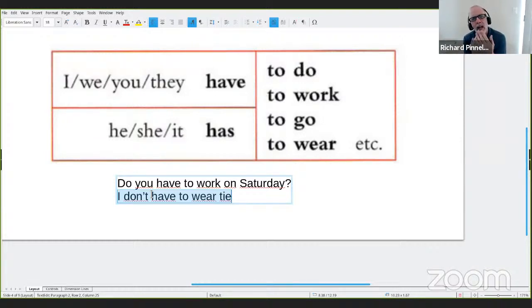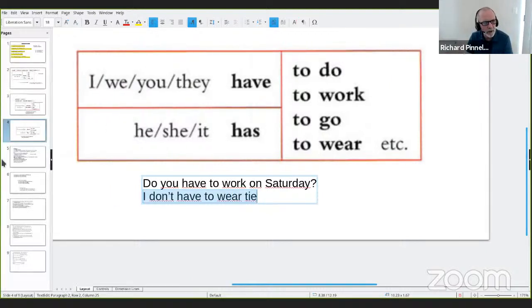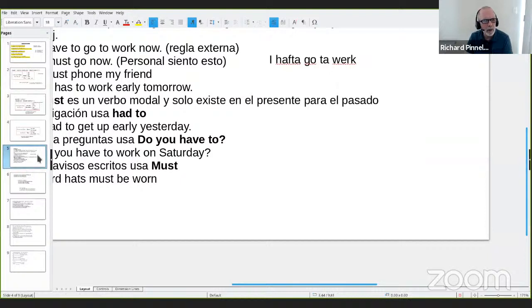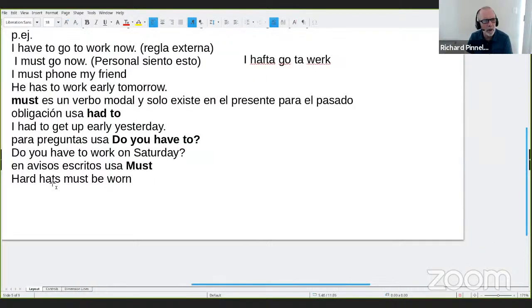Recuerden que you have to work es como must. You must work es como obligación. Pero el negativo es diferente. Es como no es necesario hacer esta cosa. Okay, let's continue. What else? Vamos a ver ahora. Hemos visto la estructura.